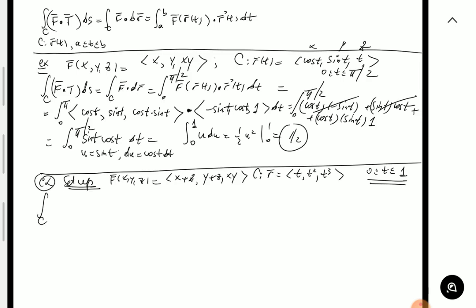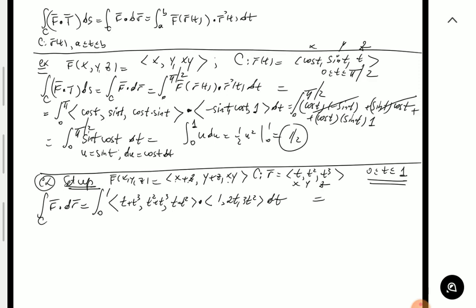So again, when you set it up, carefully plug in the components of the curve for x, y, and z. Carefully, right? So x plus z is just t plus t cubed. y plus z is t squared plus t cubed. x times y is t times t squared. And then dot r prime, which in this case is 1, 2t, 3t squared dt.